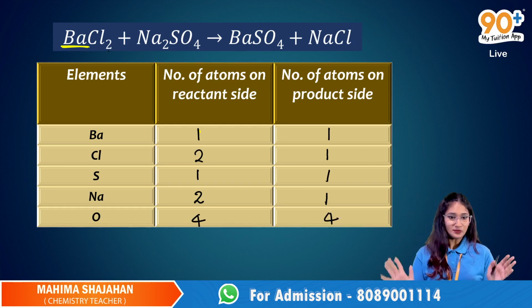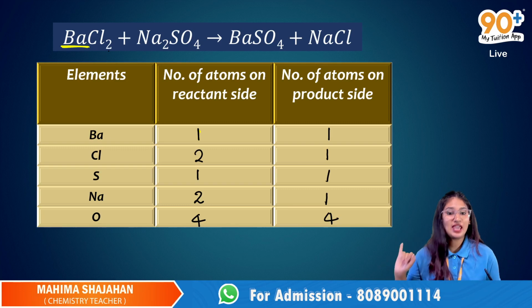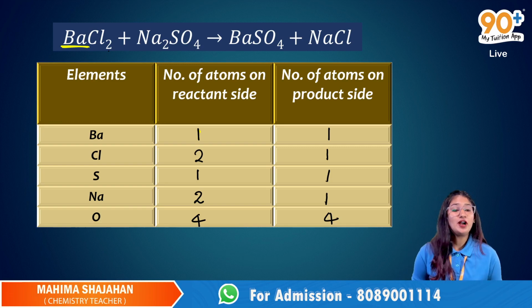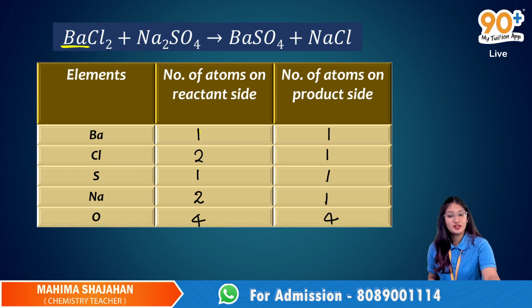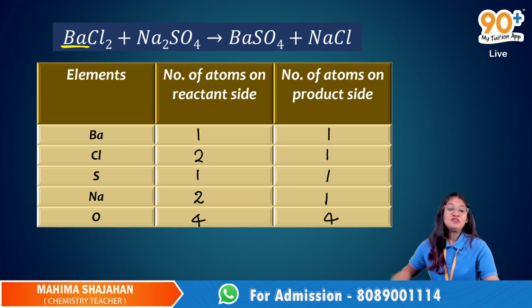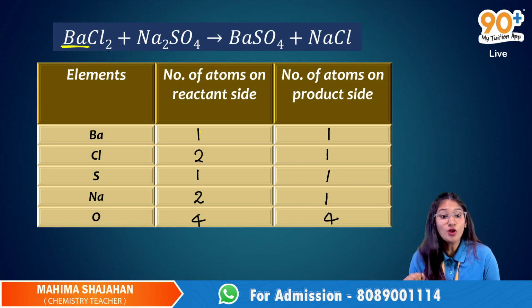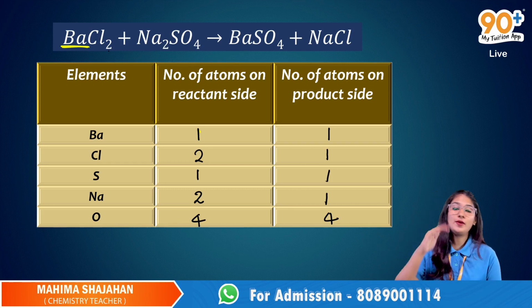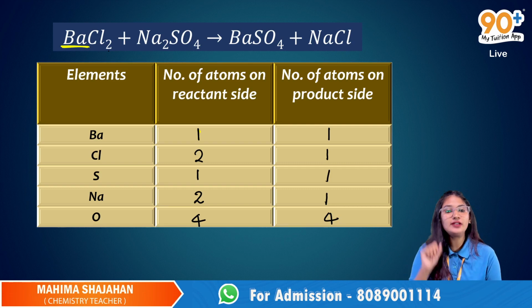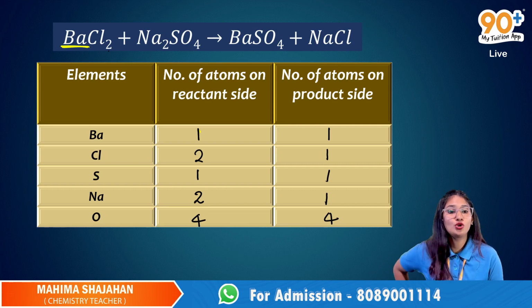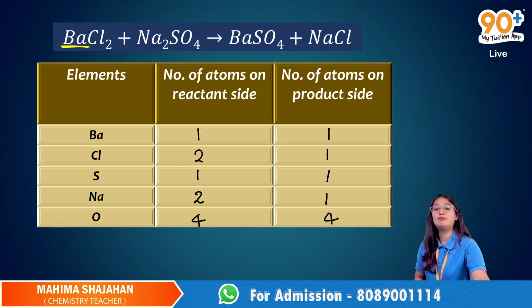See, what do you observe? Barium is balanced, sulfur is balanced, and oxygen is balanced. But what about the number of chlorine and sodium atoms? It is different, right? On the reactant side there are 2 chlorine atoms and 2 sodium atoms. What about the product side? Only one chlorine atom and 1 sodium atom. Alright, so my duty is to balance it.